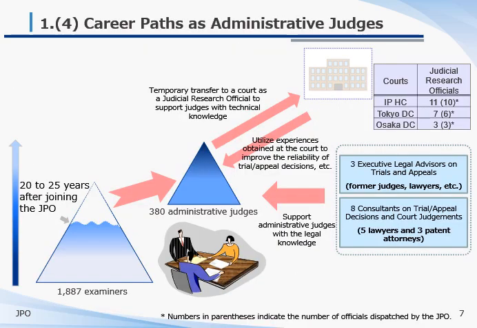This slide is about human resource development for administrative judges at the JPO. There are currently about 2,000 examiners at the JPO. About 400 examiners with 20 years of experience are appointed as administrative judges. Some of the administrative judges have opportunities to work as judicial research official at courts for a certain time period. They support judges at the high courts by utilizing their advanced technical expertise.